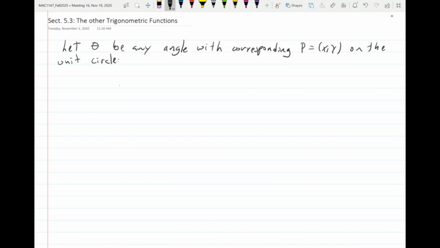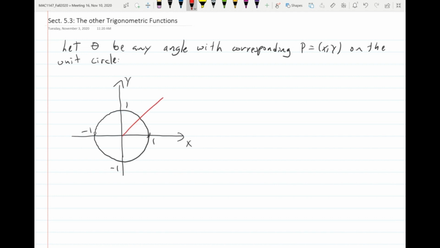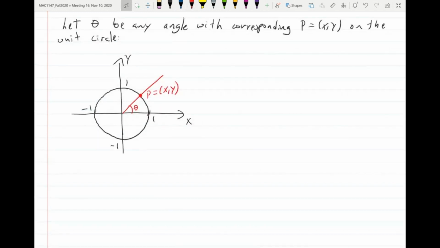Right? So let's draw a little picture. Let's say that here we have our unit circle, and then let's say that we draw our angle theta somewhere in here. This is theta, and this is the point P, which has coordinates x comma y. As you know, we already have names for x and y: x stands for cosine, y stands for sine.